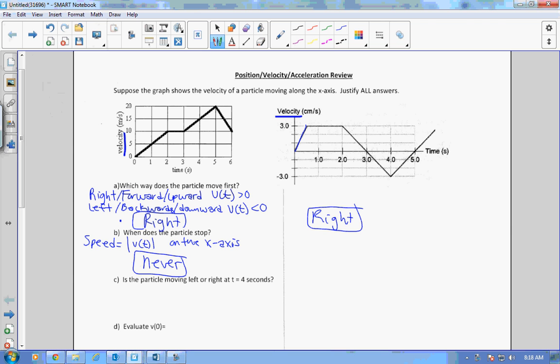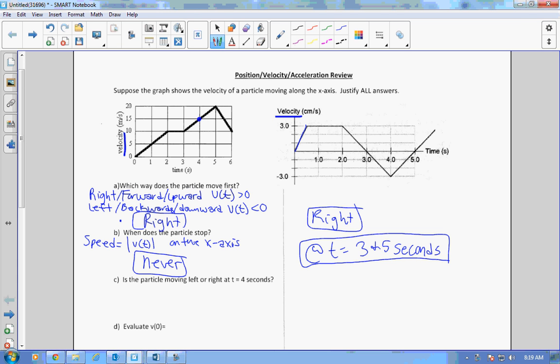Okay, versus the one on the right. Does it ever stop? At t equals 3 and 5 seconds. When is the particle moving left or right? Or is the particle moving left or right at t equals 4 seconds?